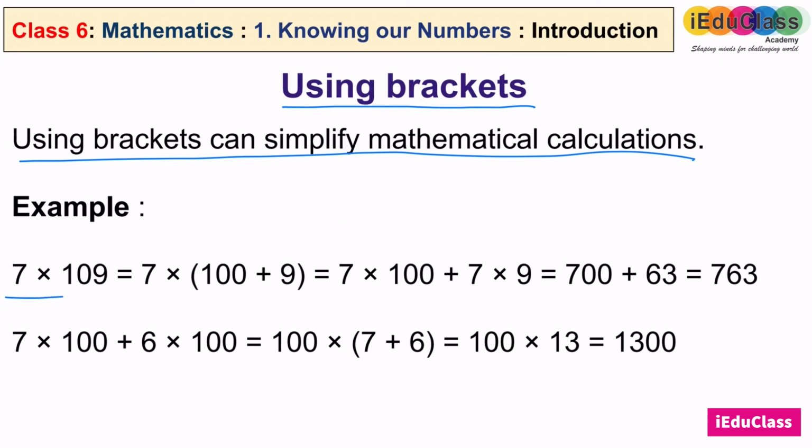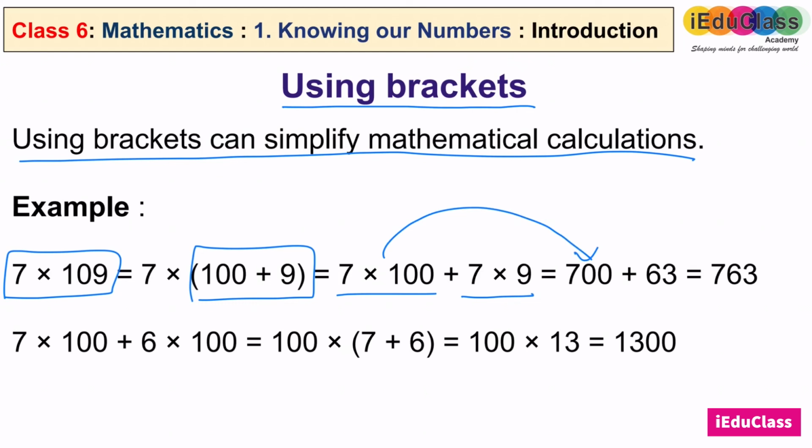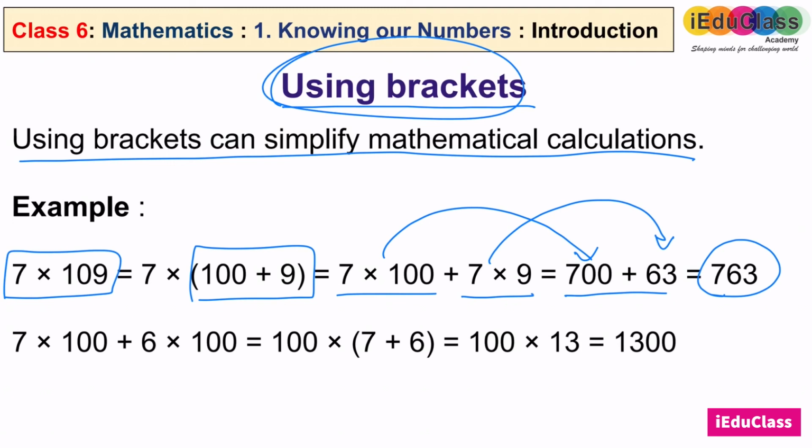For example, 7 into 109. So you can break down 109 into 100 plus 9 in bracket. Then you can multiply 7 into 100 plus 7 into 9. 7 into 100, 700, 7 into 9, 63. Then you can add this number and you can get the answer. So bigger numbers you can calculate in this manner using brackets, right?